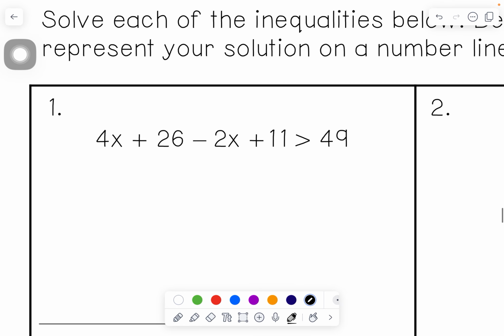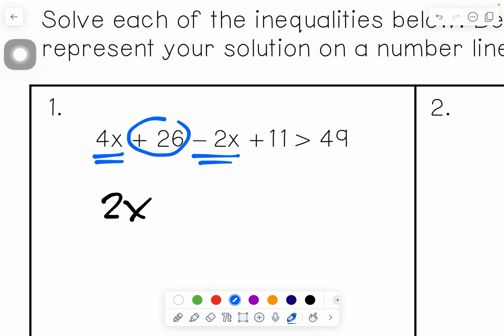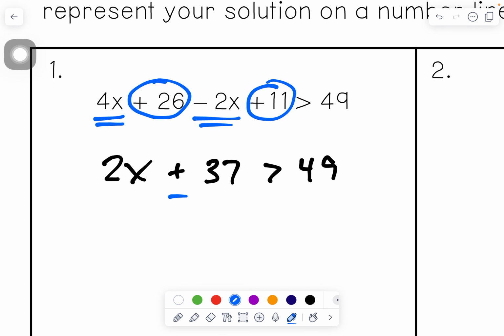First up, let's follow our steps. There is no distributive property here, so the next step will be to combine like terms. When I look at this inequality, I have like terms of 4x and negative 2x. Together they make 2x. I also have like terms of plus 26 and plus 11, and they make plus 37. That has to be greater than 49. So I'm going to subtract 37 from both sides.